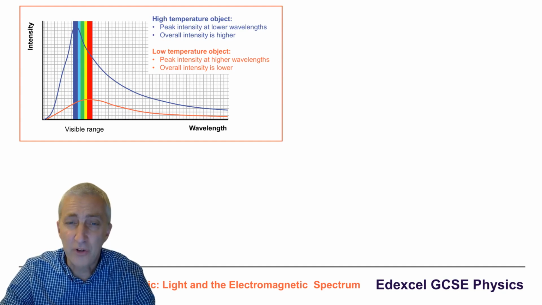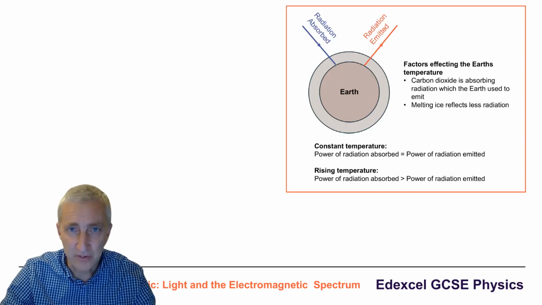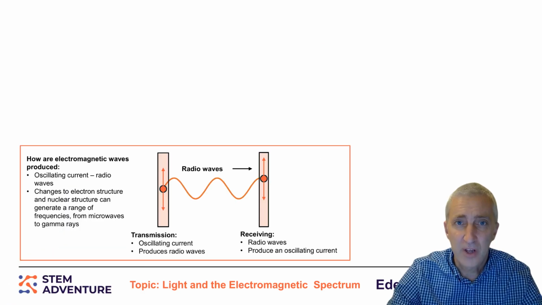Objects at different temperatures emit different distributions of wavelength of electromagnetic waves. Notice and remember the different shapes of the graphs. How the Earth emits and absorbs EM radiation is also important, and the balance between power coming in with power going out being critical. Finally, you need some knowledge of how electromagnetic waves are formed.